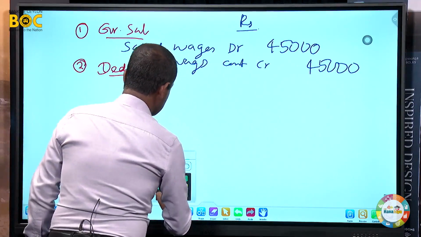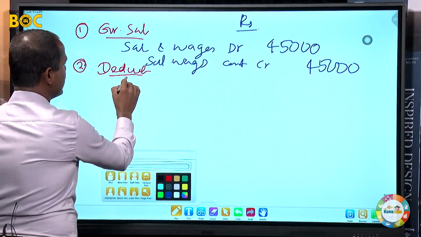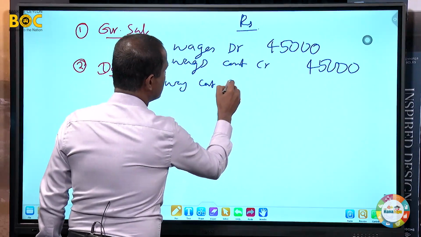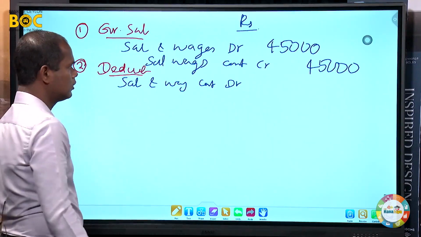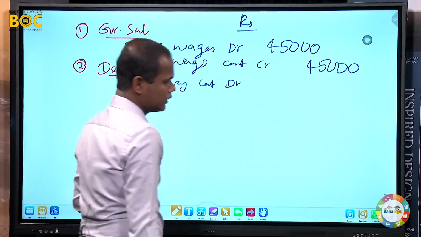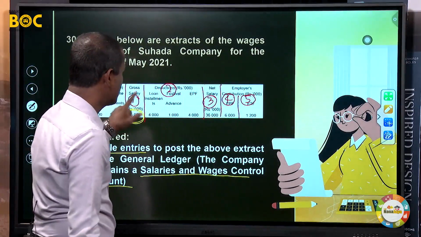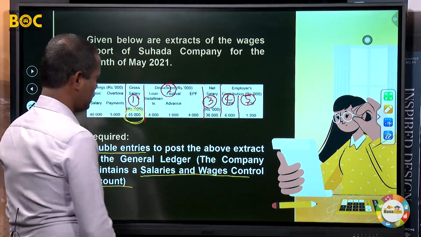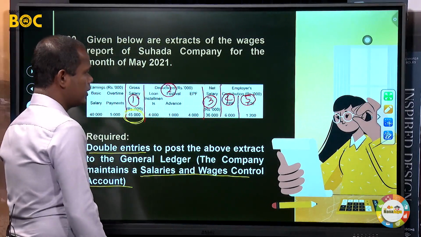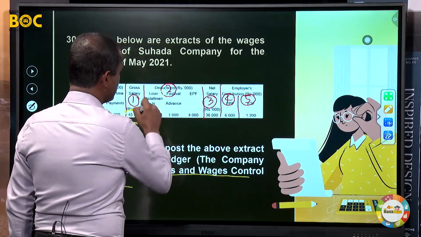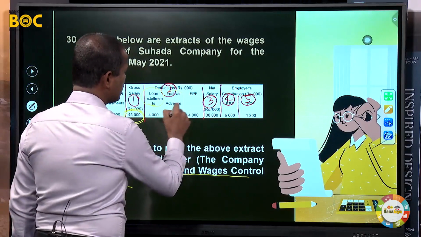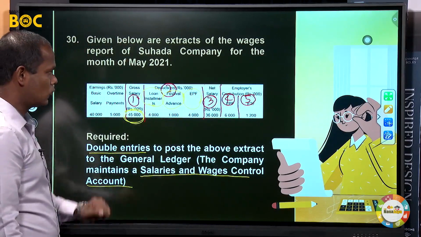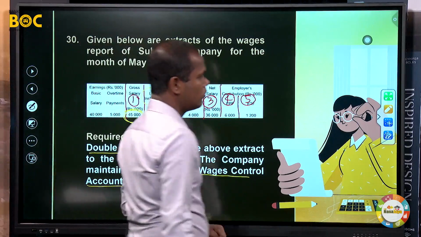Now we debit deductions. Salaries and wages control account debit. We have to credit relevant deductions accounts. How many deductions accounts do we have here? They have loan installment account, festival advance account and EPF payable account.